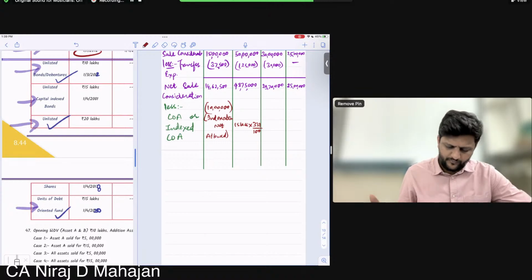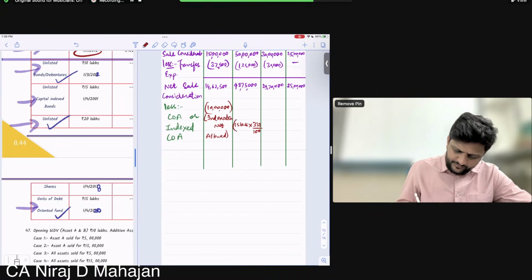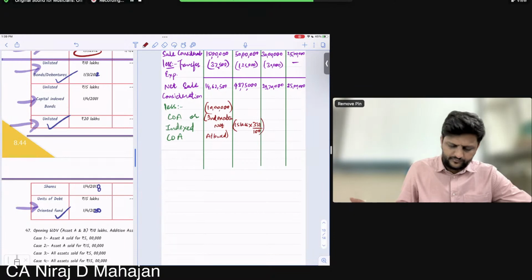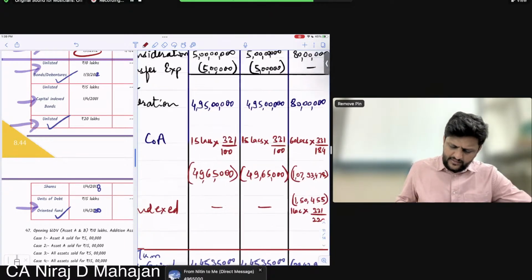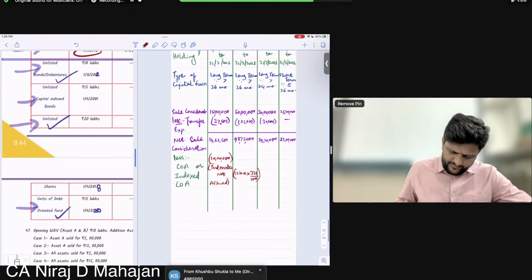Done? Give me this figure. Have you done this before? 15 lakhs into 331 by 100. Is this 4965, correct? Yeah, 4965.